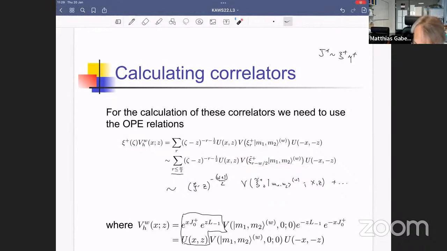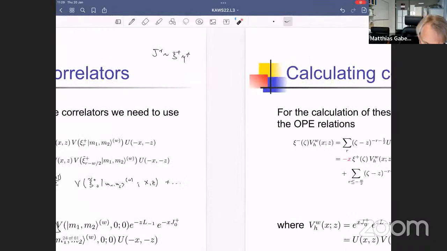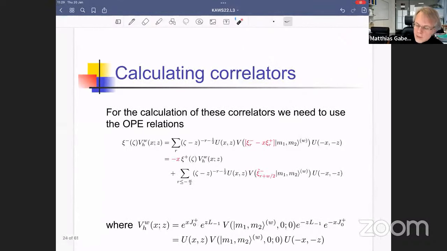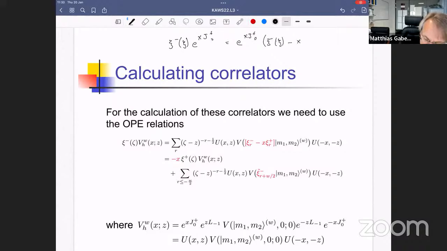Now, the interesting thing is when you bring xi minus next to this vertex operator. And now you see when you bring xi minus past this, what we have to calculate is xi minus of zeta, and then we have to move it past e to the x j plus zero. And what you find is that this is equal to e to the x j plus zero times xi minus of zeta minus x times xi plus of zeta.